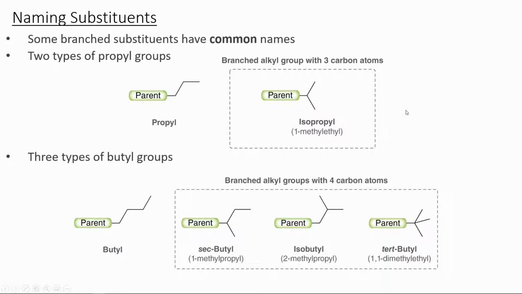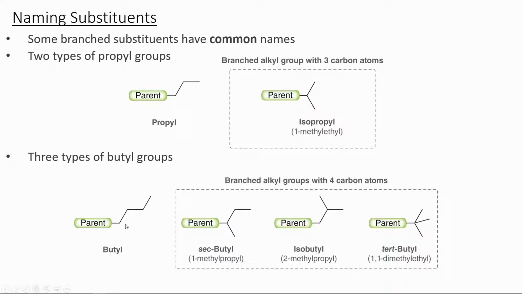With common names, there are a few other common names that we have available to us, and these common names are for some of the smaller branched carbon chains. So if we look here, we have a propyl group. Propyl group can also come as an isopropyl group where the parent chain is attached to the middle carbon of the propyl group. So 1-methylethyl would be the IUPAC name for this group, but the common name would be isopropyl, which is completely acceptable to use.